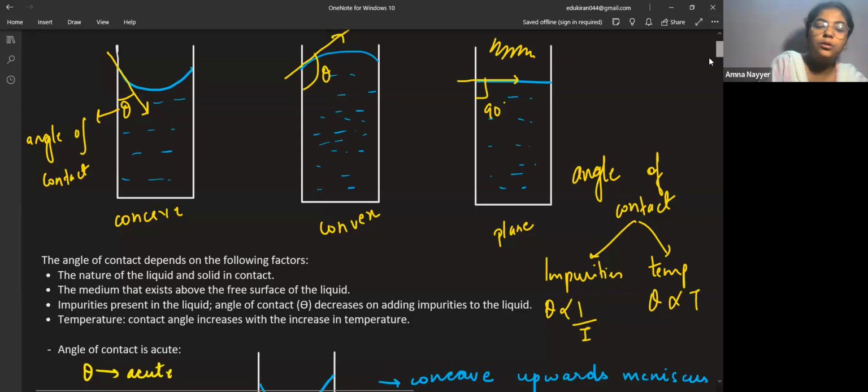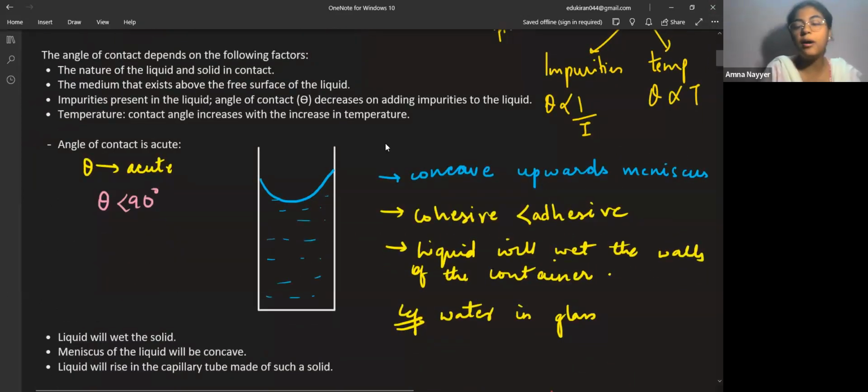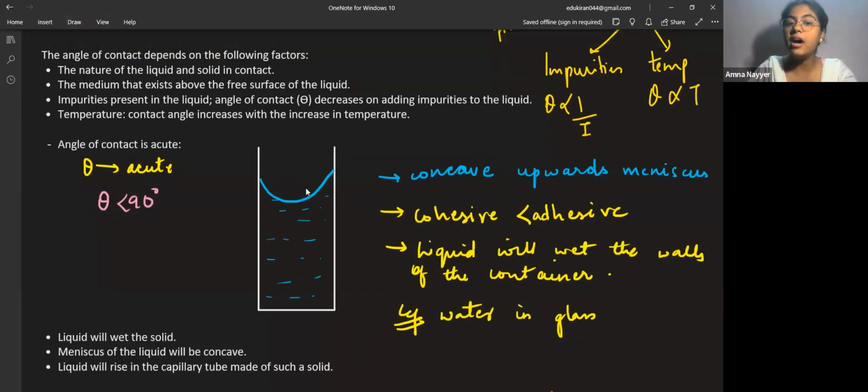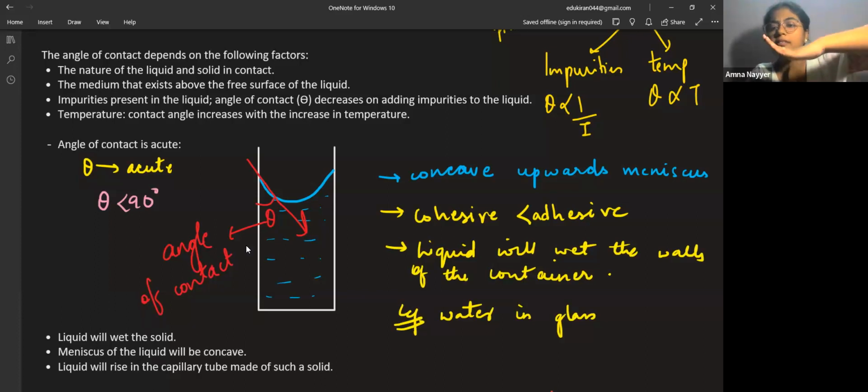Now look, this is about the angle of contact in different types of meniscus. If the theta is acute, like in this case, this is a concave upwards meniscus. I have dropped the tangent. This is the angle of contact. This is always acute. If it's concave upwards, it will always form this small angle, which will always be acute. An acute angle means less than 90 degree.